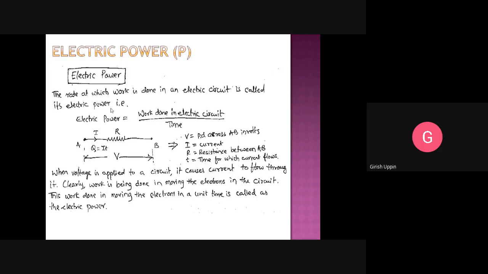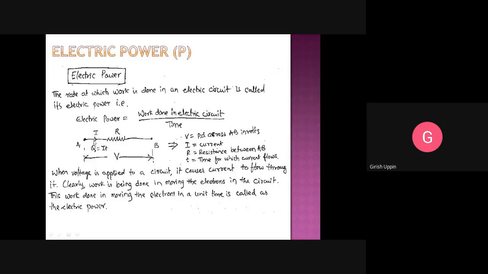So what is electric power? Electric power is the rate at which work is done in an electric circuit. The more the power, the work will be done at a faster rate. That is why we call it the rate at which work is done. So how do we represent it with a mathematical equation? Electrical power is equal to work done in electricity divided by time, because power is the rate of doing work.